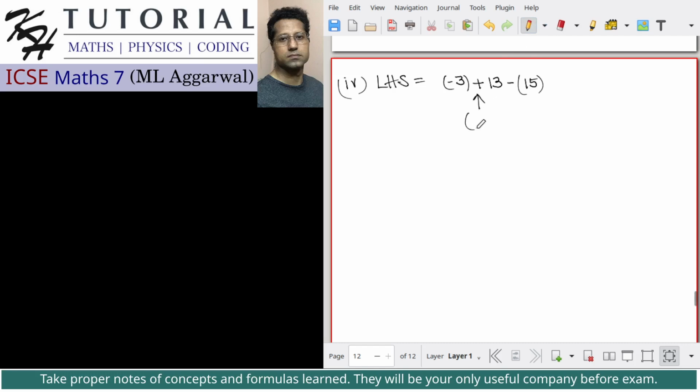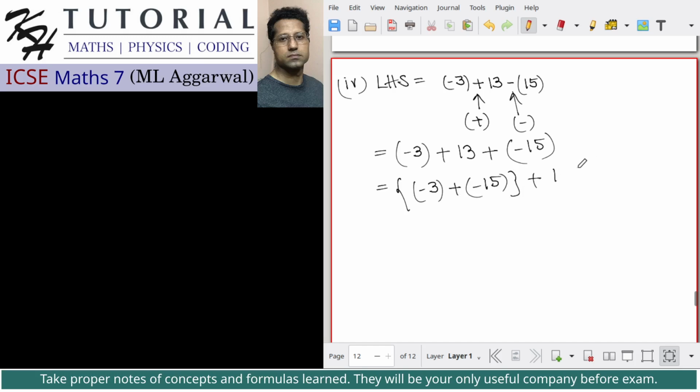We can see that there is one addition operation and one subtraction operation. I will convert the subtraction operation to addition operation, and we have plus 13. 13 minus 15 can be written as 13 plus the additive inverse of 15, which is minus 15. So this is now addition of three integers, where two are negative integers and one is a positive integer. The two negative integers are minus 3 and minus 15, and the positive integer is 13. I will group the negative integers and the positive integers separately. Since there is only one positive integer, I need not group it inside a bracket.